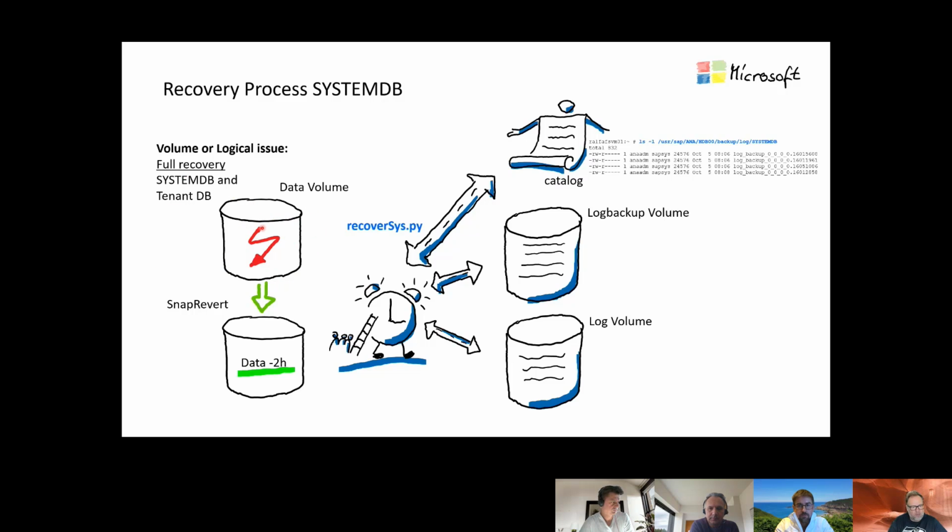If you lose this for some reason, then you need a tool from SAP called recover.sys.py. With this tool, you basically recover your system database. This is really a very important tool which you need to use for recovering the system database. Once you can restore your system database, you log onto the system database and you recover from there all your tenant databases. So this is the process how that works.